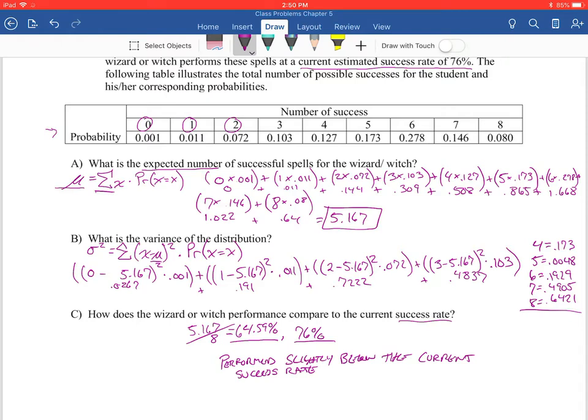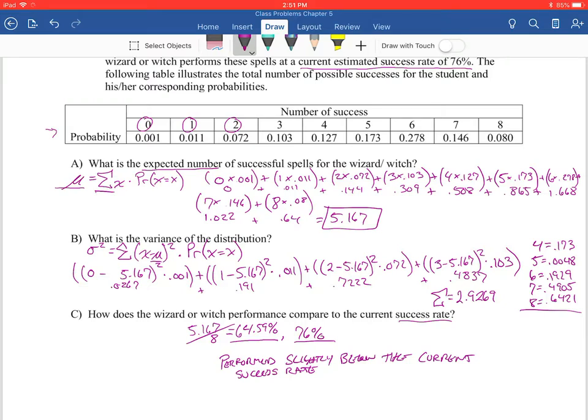Once you have all those, you add them all up and you get the sum. When you sum them all up, I'm going to just put this here, so the sigma, the sum of all of these equals 2.9269. And that is the variance of this distribution.